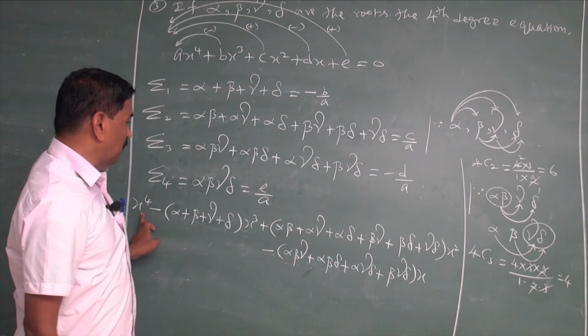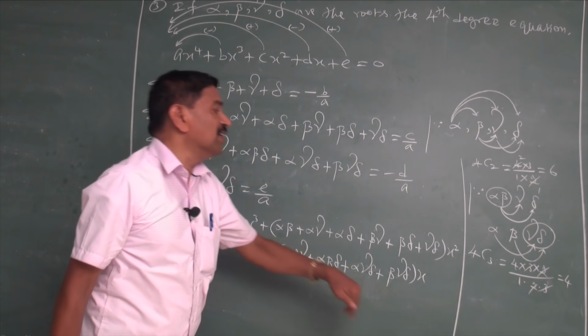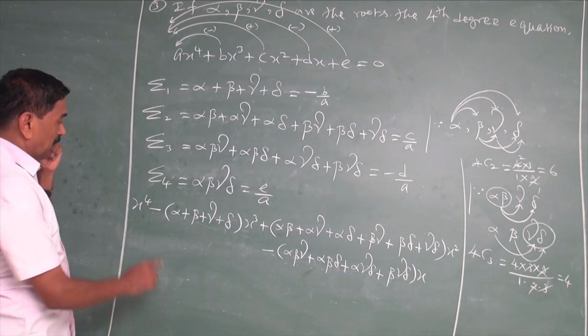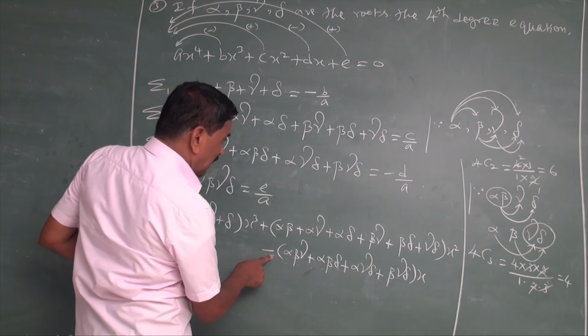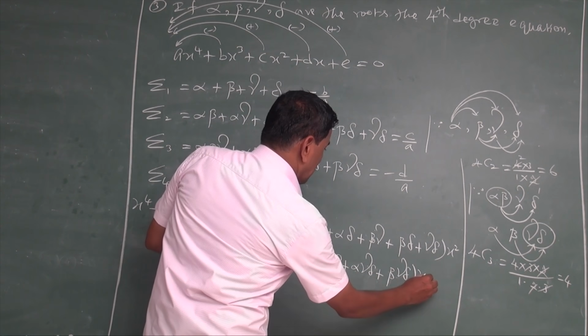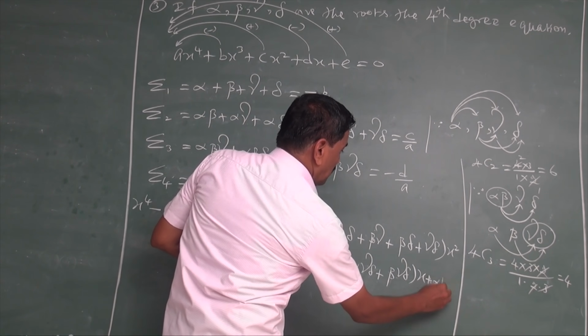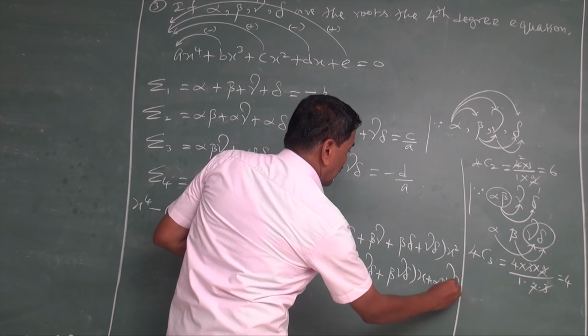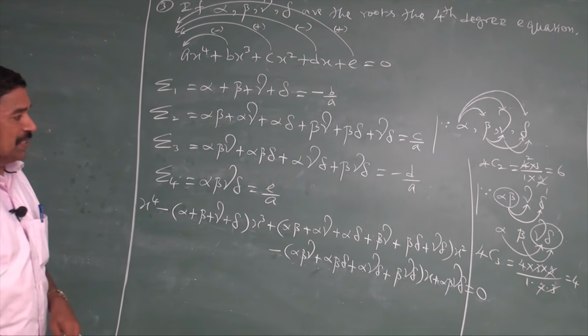Listen, x power 4, x cube, x square, x, and then the constant, and the terms alternate in sign, plus, minus, plus, minus, and now plus alpha beta gamma delta, which is equal to 0. That is the required fourth degree equation.